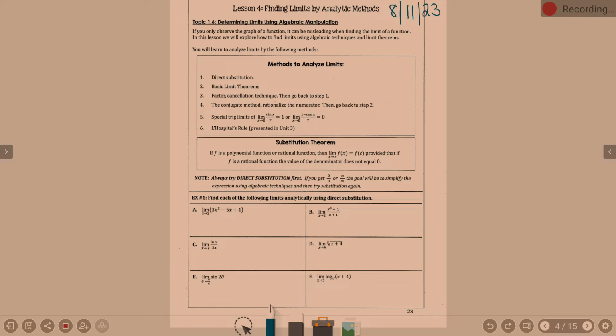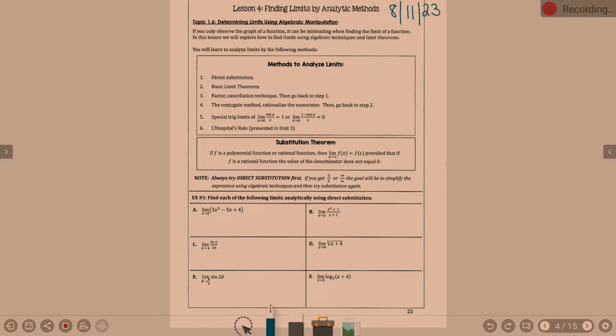Okay, substitution theorem. If f is a polynomial function or rational function, then the limit as x approaches c of f of x equals f of c, provided, if f is a rational function, the value of the denominator does not equal 0. Okay, this is essentially direct substitution. If you have a basic graph that's just going to be a continuous graph, there's not going to be any holes or asymptotes or anything like that, you can just essentially plug the value in.